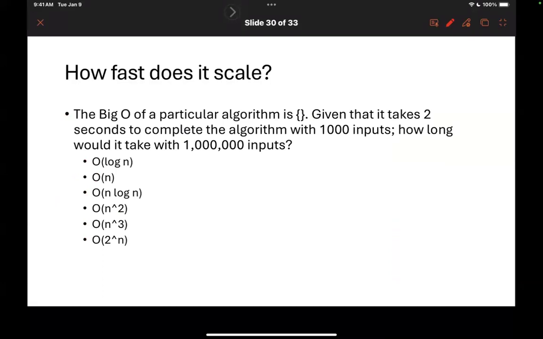All right, so I would like to know the answer to this question. Let's start with n and n squared. So if the big O of a particular algorithm is n squared, and it takes 2 seconds to complete the algorithm with a small amount of inputs, how long is it going to take with 1,000,000 inputs?